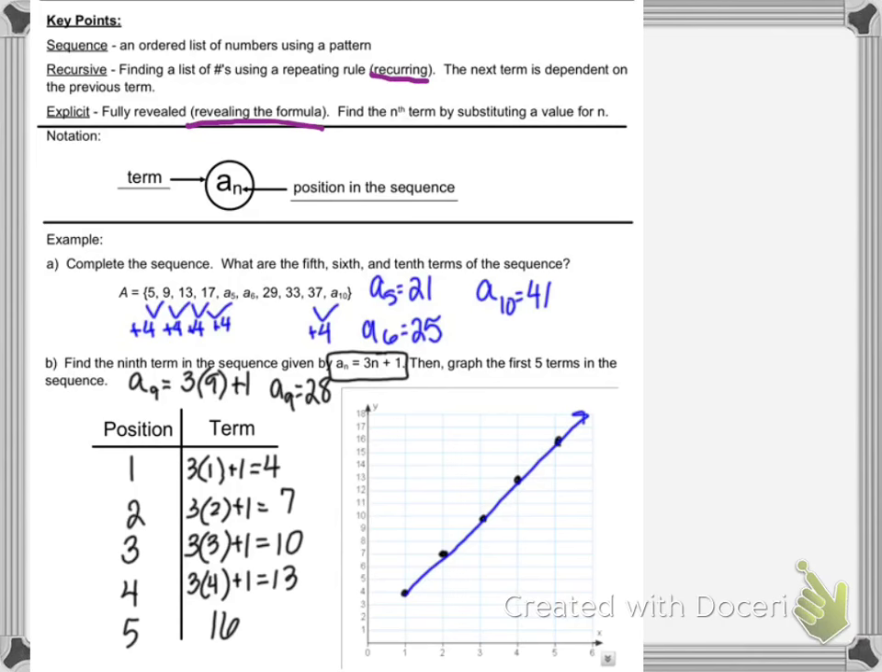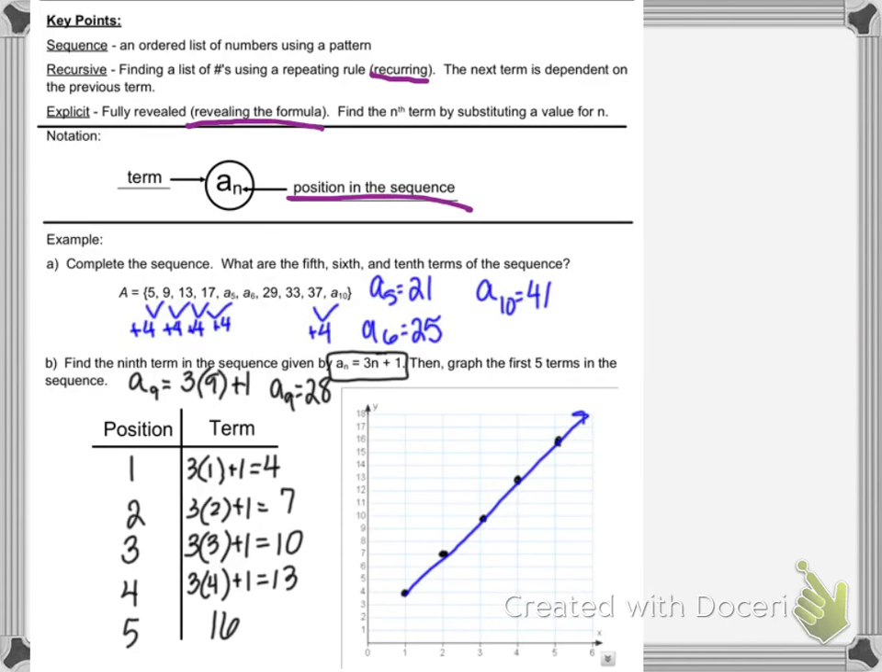Alright, term. A sub n, position of the sequence. And that's just how you'll see what term you're looking for. Alright. Example: complete the sequence. What are the 5th, 6th, and 10th terms of the sequence?